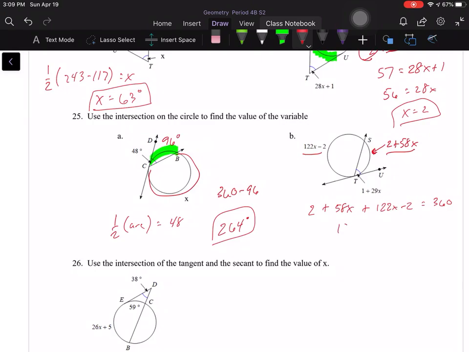So 122 and 58 is 180x equals 360. Wow, look at that. We got some nice numbers. So x equals 2.